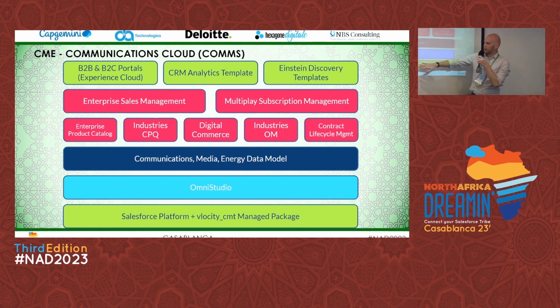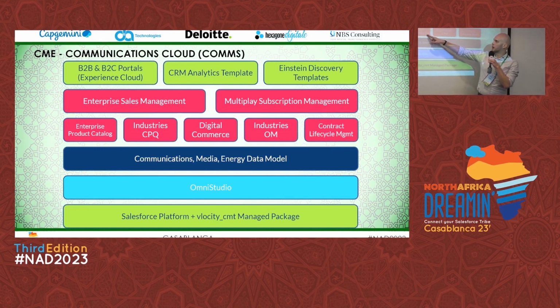So here we have the Salesforce platform and Velocity CMT package. CMT stands for Communications, Media, and Technology, but it's used for energy as well. We have Omni Studio. We have the CME data model. We have Industry CPQ, which I just mentioned, that uses Enterprise Product Catalog as kind of the design time view where you configure those products as a product administrator.